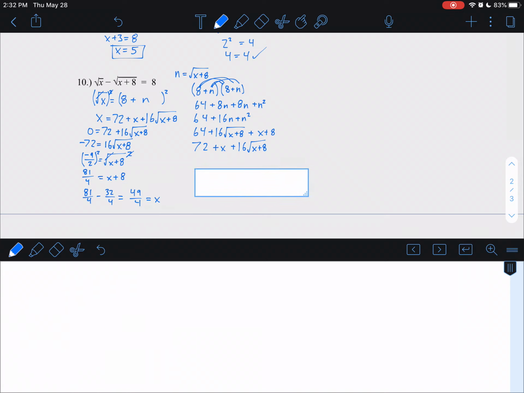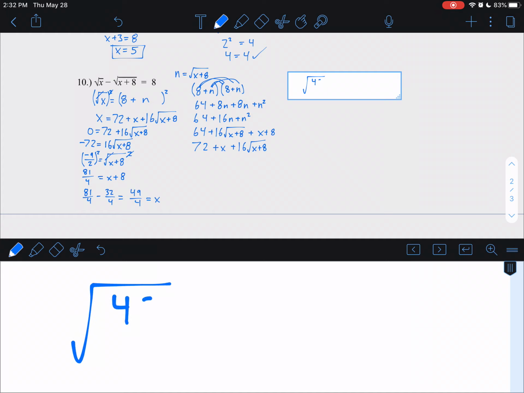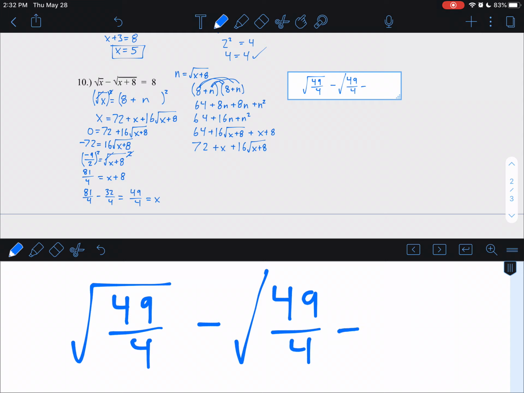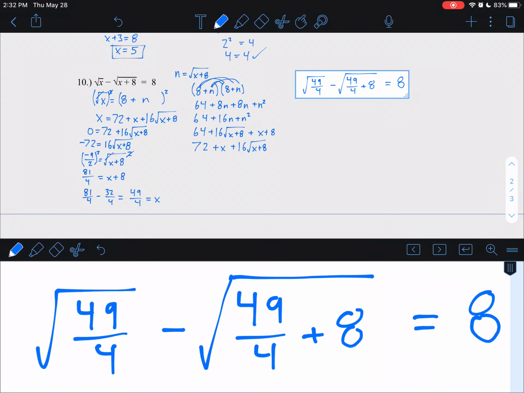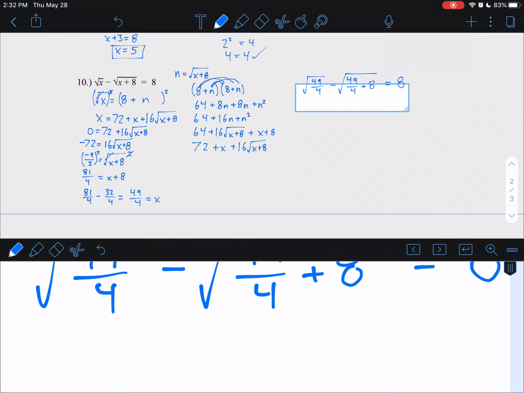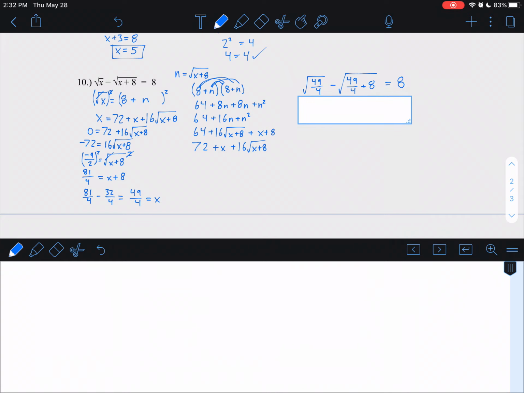Okay, so we'll plug in 49 fourths to our equation to check it. So I have the square root of 49 fourths minus the square root of 49 over 4 plus 8 equals 8. Okay, so the square root of 49 over 4. The square root of 49 is 7. The square root of 4 is 2. So that's just 7 halves.